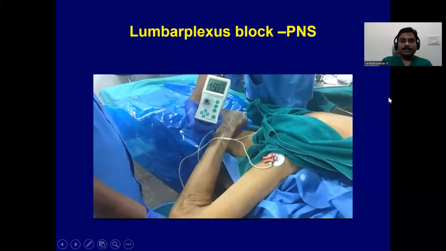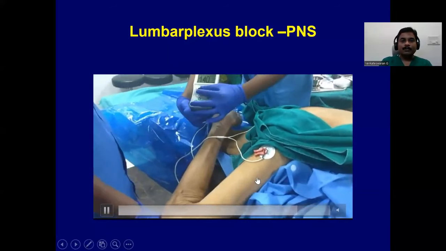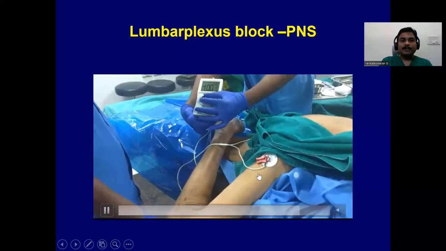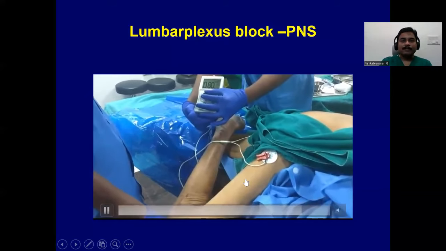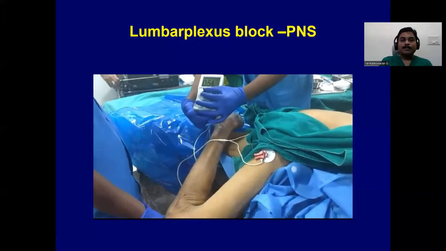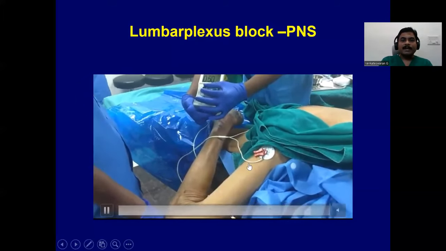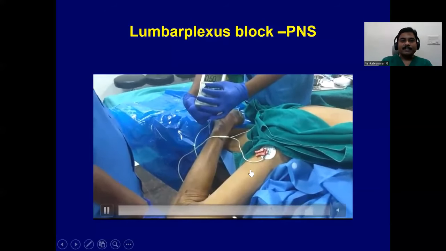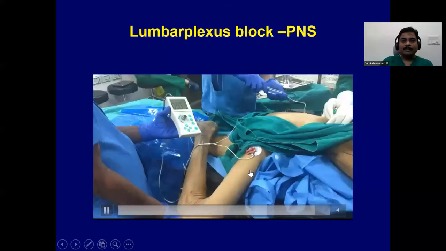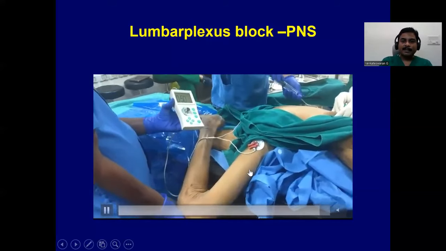You can see this quadriceps twitch which appears, it indicates the needle is very close to the lumbar plexus. You start reducing the current from 1.5 milliamps, and you can see the quadriceps twitch is present up to 0.5 milliamps. It is the point where we can say this is the end motor response for the lumbar plexus. You start aspirating and injecting the drug.